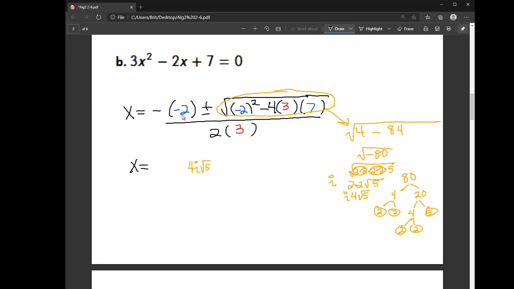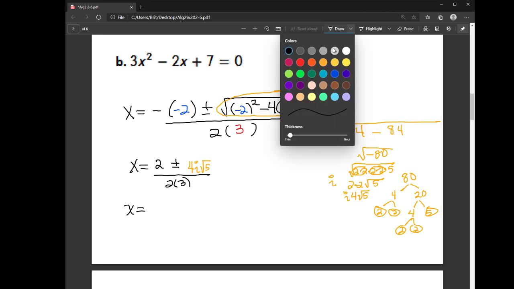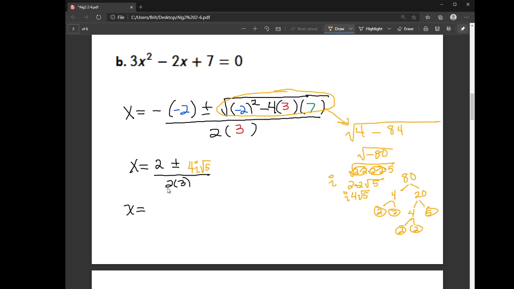So I have negative 2 is a positive 2. And I see both of these are even, so I'm just going to keep this as 2 times 3 so that I can cross out easier. Alright, so the 2 cancels out with this 2, leaving it as a 1. And 2 times 2 makes 4.